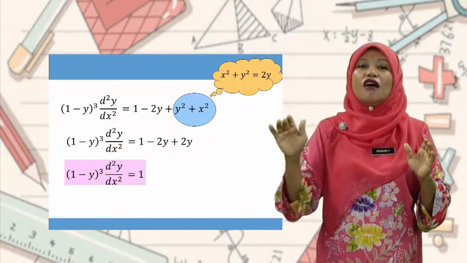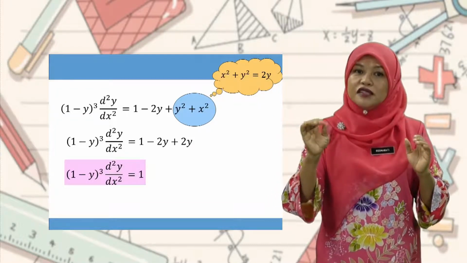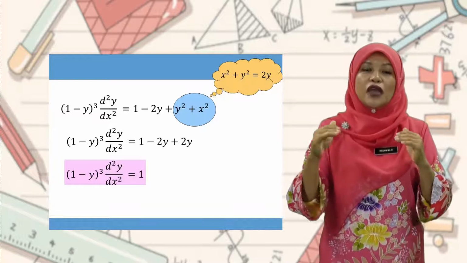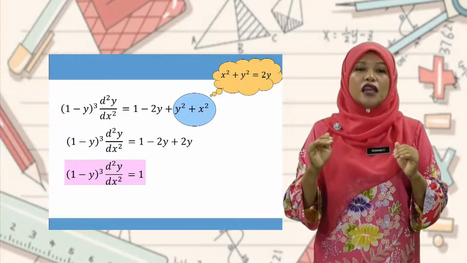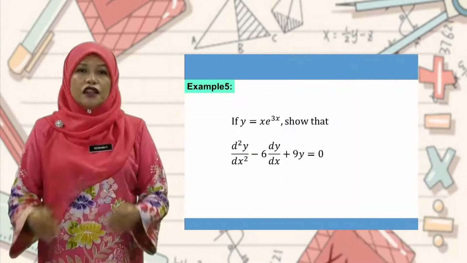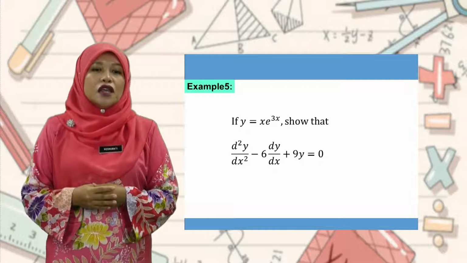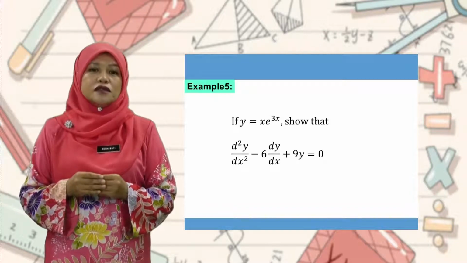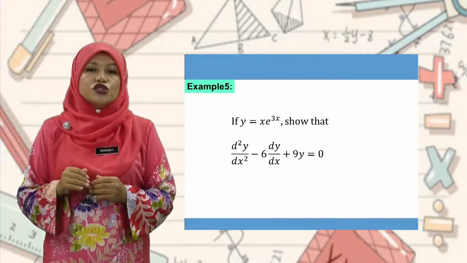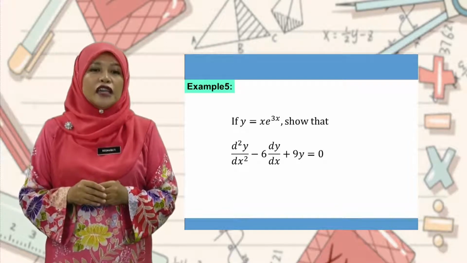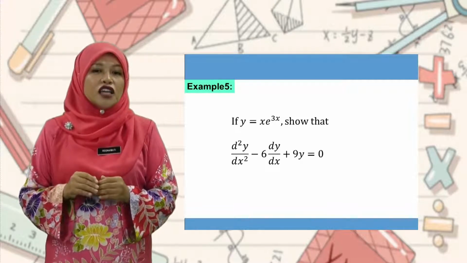So we can cancel off the negative 2y plus 2y, which becomes 0. Hence, we have the answer. We are able to show that 1 minus y cubed d2y dx squared equals 1. In the next example, if y equals x multiplied with e to the power of 3x, we need to show that d2y dx squared minus 6 dy dx plus 9y equals 0.